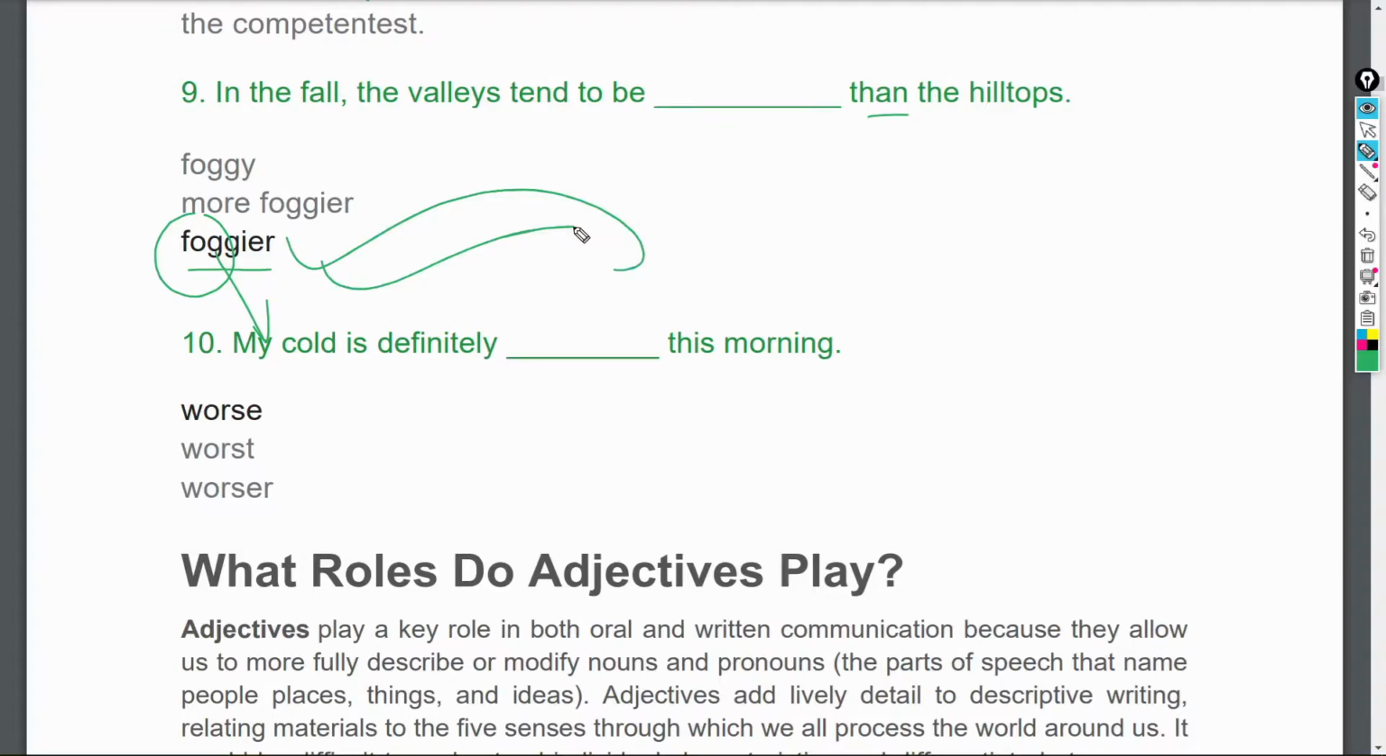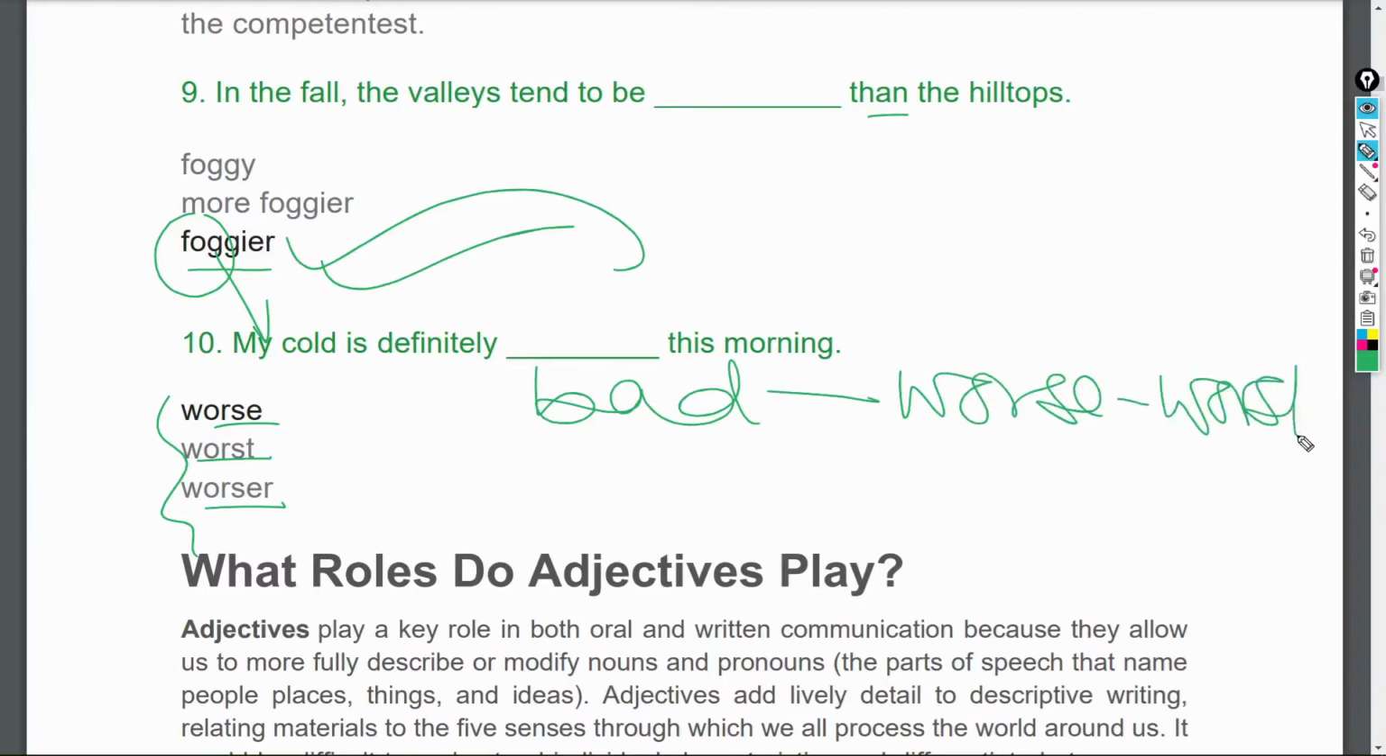Let us come to the last one, last quiz. My cold is definitely dash this morning. तो अभी देखिए इधर भी कुछ कंपैरिजन दिया गया है ना. तो ये worse मतलब कहाँ से आया? This is the irregular form. This is the irregular form of the degree, है ना. This is coming from bad. From bad, the second one will be worse, and the third one will be worst. Therefore, my cold is definitely dash this morning, means it is compared to the other morning. Therefore, it will be the second degree, that is the comparative degree. So it will be worse. The answer worse will be correct.